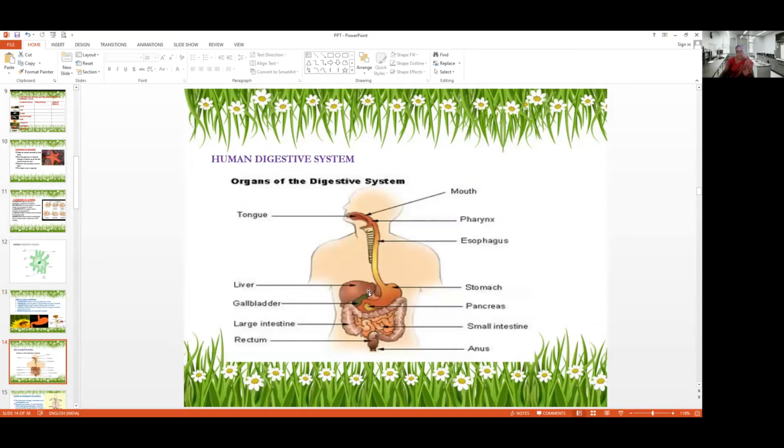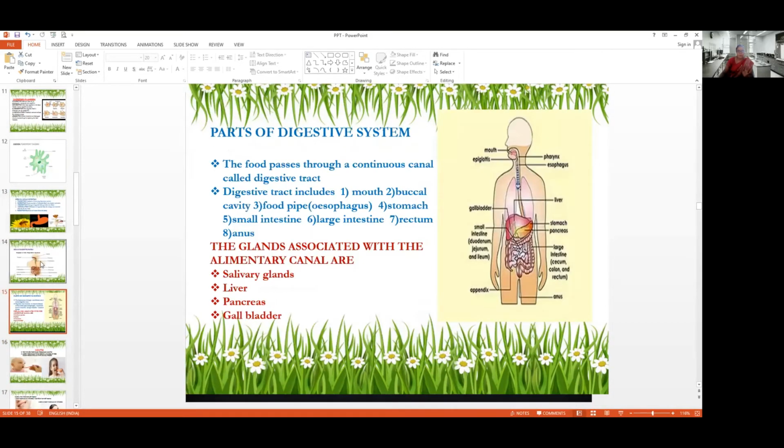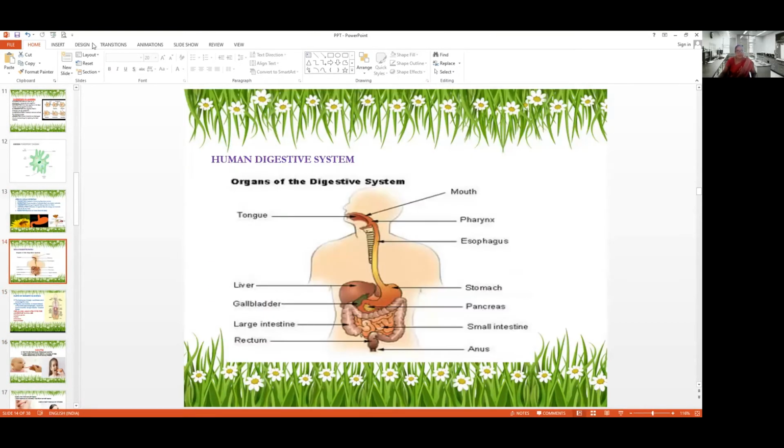So before going to see the diagram, I want to tell you about the parts of the digestive system. What are the different organs which are involved in the digestive system? One by one, I'll be telling you in a sequential manner. First one is mouth. After that, pharynx. Pharynx means throat. Esophagus is the third one, that is, the food pipe. Mouth, pharynx, esophagus. The fourth one is the stomach.